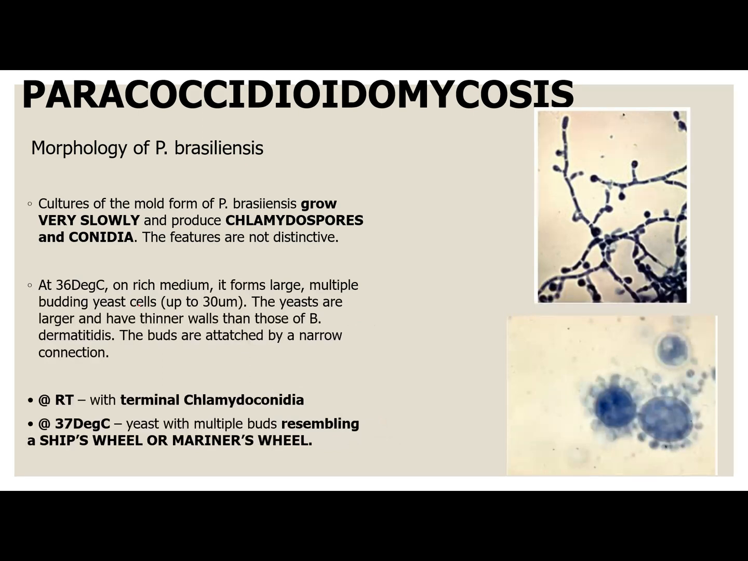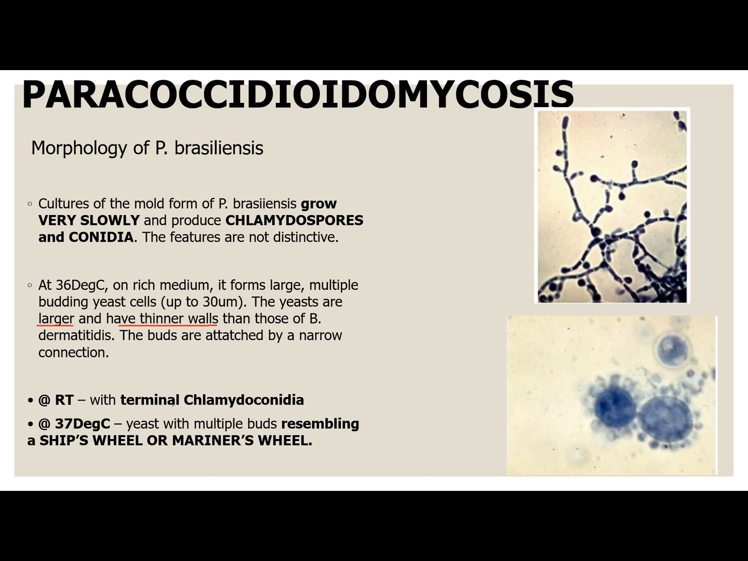Now, morphology, class. Cultures of the mold form of P. brasiliensis would grow very slowly and would produce chlamydospores, class. So this is the one that is known to produce your chlamydoconidia or chlamydospores. The features are not distinctive. At 36 degrees on rich media, it forms large multiple budding yeast cells. The yeasts are larger and have thinner walls than those of Blastomyces dermatitidis. The buds are attached by a narrow connection. To simplify, class, ito lang yung tatandaan nyo dyan.